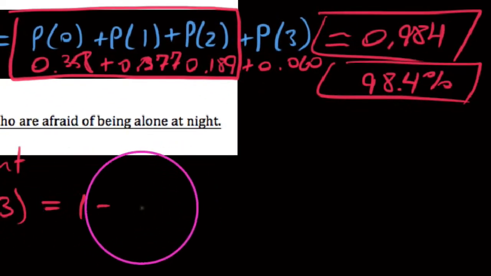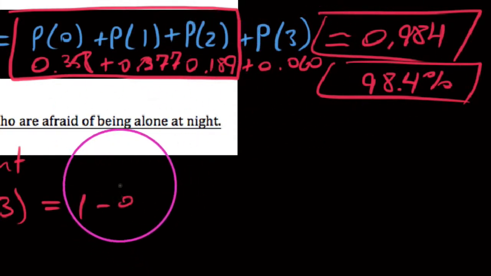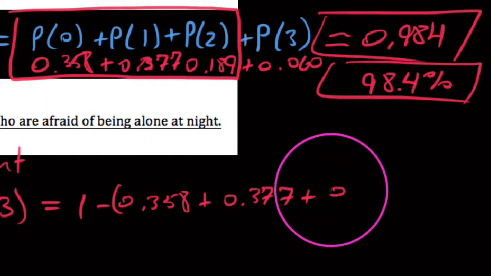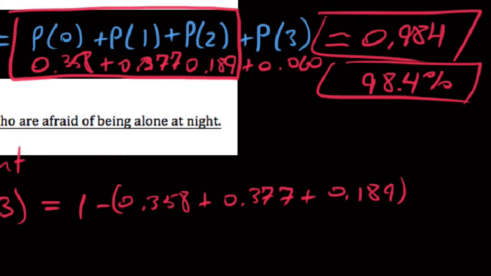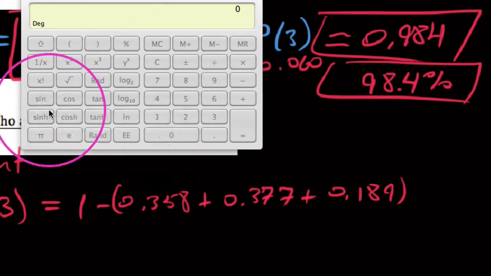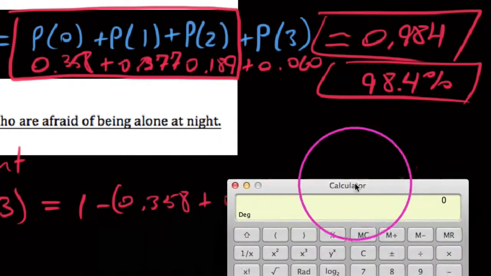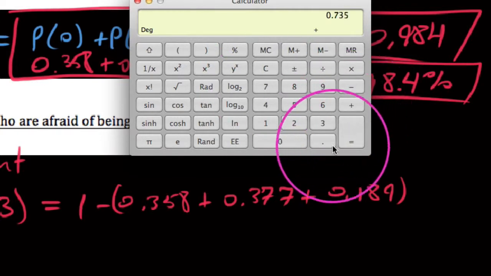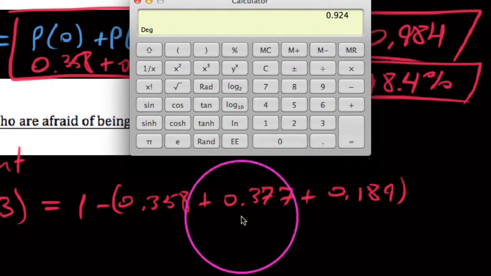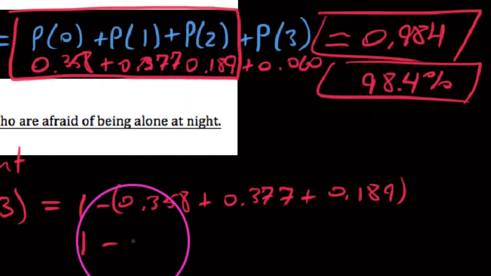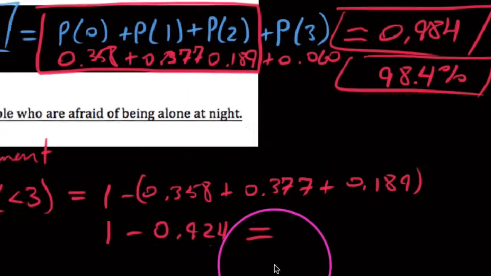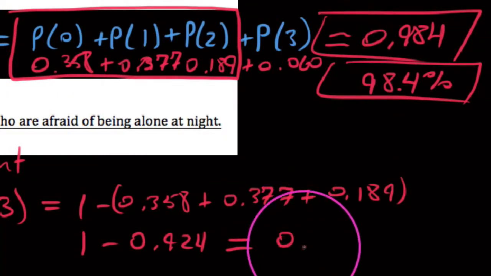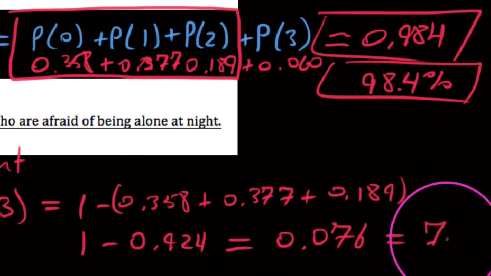We say it's 1 minus this: 0.358 plus 0.377 plus 0.189. We could just take those off. So getting the calculator back out here, first things first, let's do 0.358 plus 0.377 plus 0.189. We could just say it's 1 minus 0.924. So we have 1 minus 0.924, which comes out to be 0.076, or about a 7.6% chance.